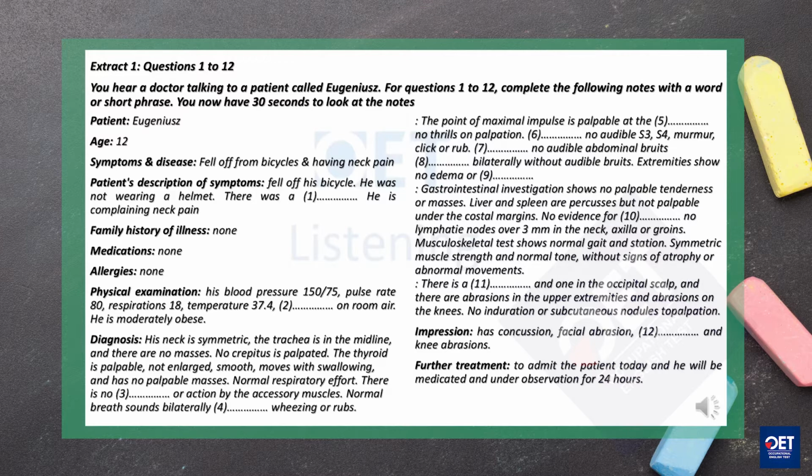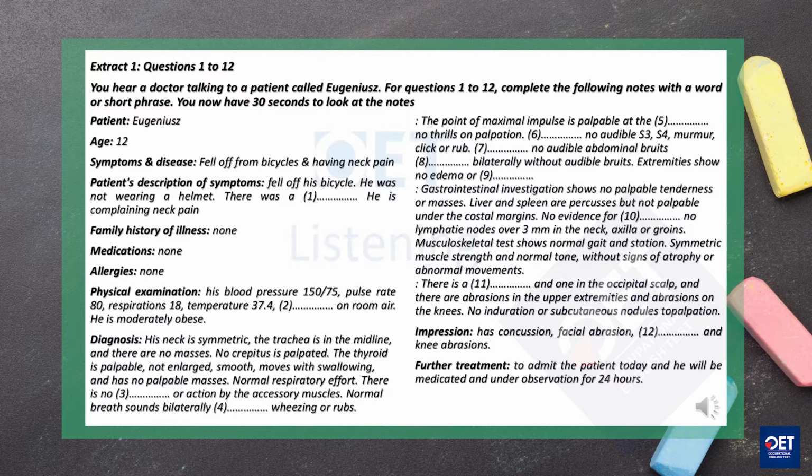No thrills on palpation. S1 and S2 are easily audible. No audible S3, S4, murmur, click, or rub. Abdominal aorta is not palpable. No audible abdominal bruits. Femoral pulses are 3+ bilaterally without audible bruits. Extremities show no edema or varicosities. Gastrointestinal investigation shows no palpable tenderness or masses. Liver and spleen are percussed, but not palpable under the costal margins. No evidence for umbilical or groin hernia. No lymphatic nodes over 3 mm in the neck, axilla, or groins.